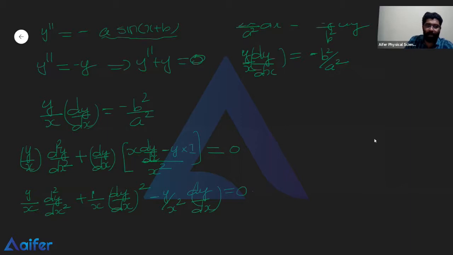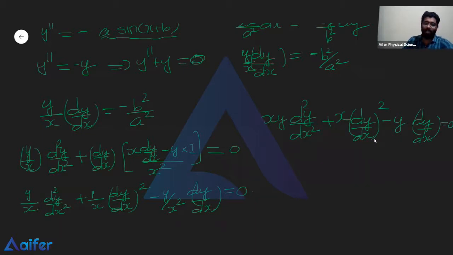Now you can just multiply with this x square here. So x multiplied with x square will give you xy d square y by dx square, plus, multiplying with x square, bring an x here, x dy by dx. Say, to get rid of this 1 by x square, I am doing it. That's not necessary. Okay. So minus y dy by dx equal to 0. This is the differential equation of the ellipse which is centered at the origin. I hope you get that idea.